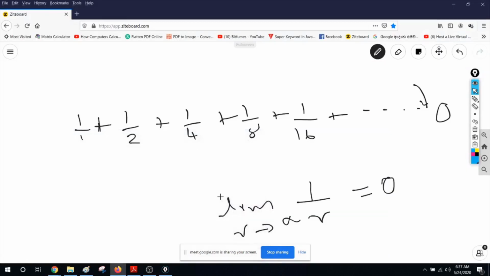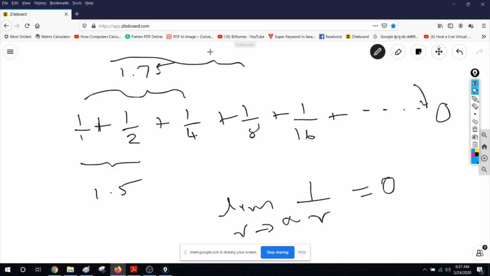So this is 1, then up to this it is 1.5. If you take up to this, it is 1.75. Then another value will be added, so it is going to be more than 1.75. Likewise, the best thing is we can take a calculator and see.